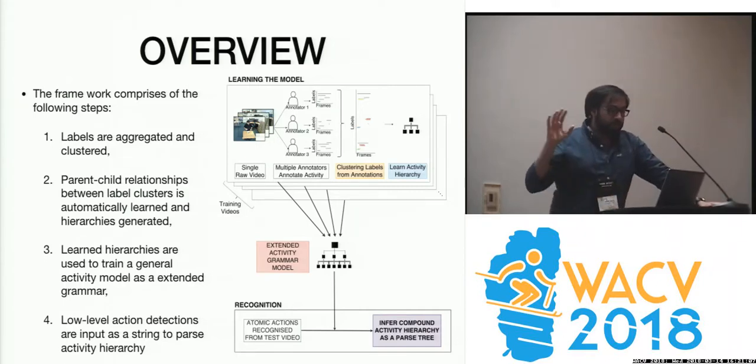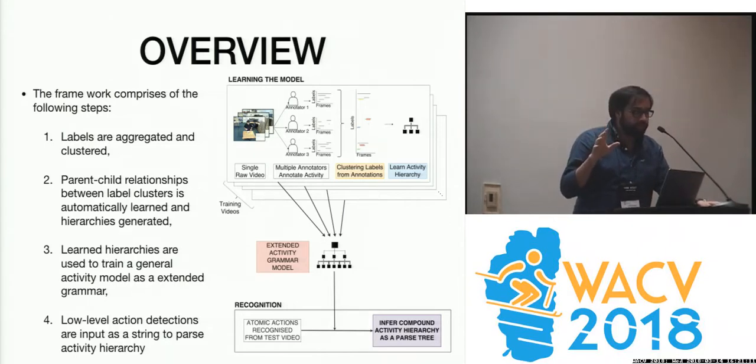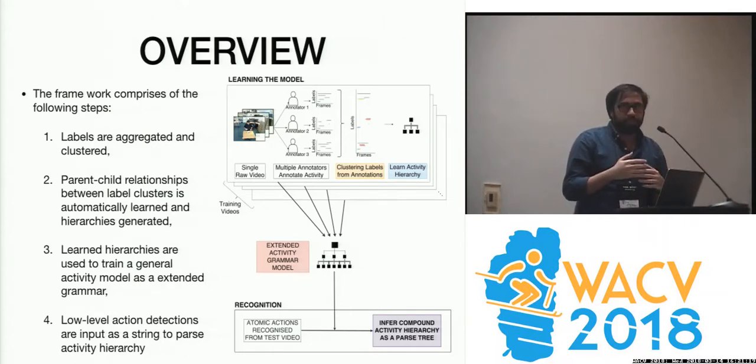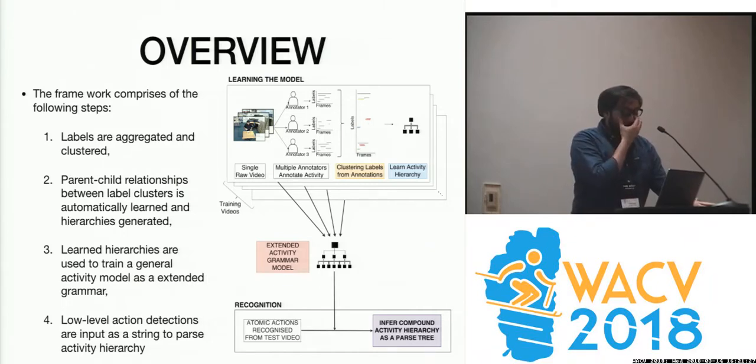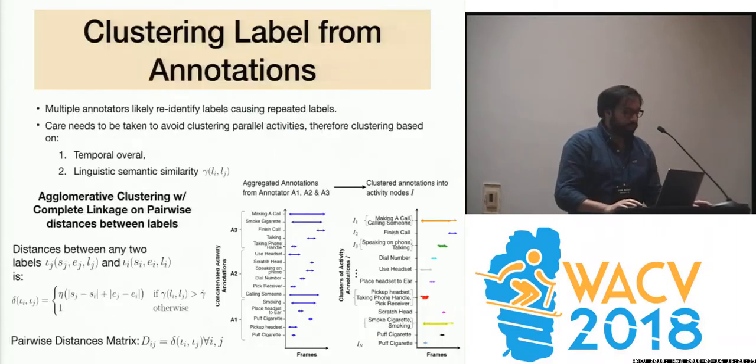So the way it works is that we are going to have multiple annotators annotate a video. We'll gather all their labels together. First of all, we'll try to cluster the labels because a lot of people are going to describe similar activities repeatedly. So we cluster to get rid of those similar activities. And then having a hierarchy for each of the videos, we're going to combine them into a general hierarchy of the whole entire video. We're going to detect the low-level actions, and then using the hierarchy that we just learned, we're going to infer what the high-level actions in the videos are.